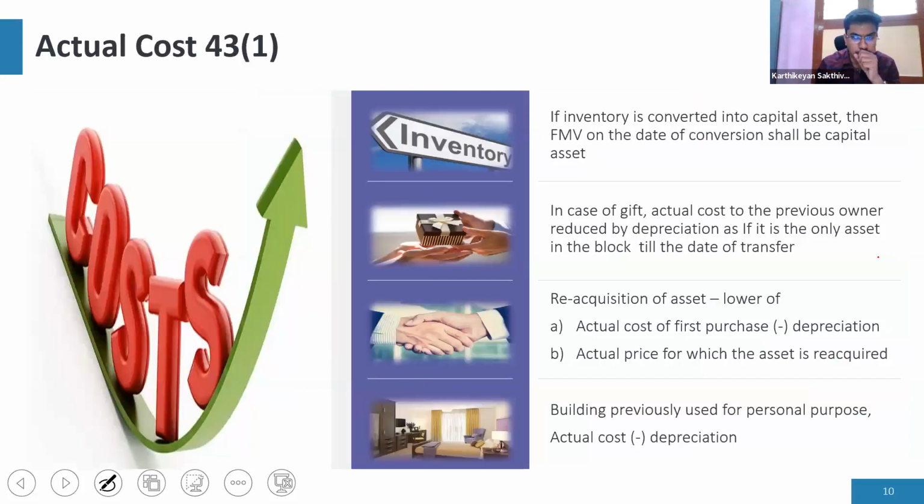Okay va? What do you mean by actual cost? As per 43.1 actual cost என்ன define பண்ணிருக்கு. இதெல்லாம் special kind of situations. This might not be tested. If they want to test this, it will be tested only in MCQ. Right? If inventory is converted into capital asset, அப்படின்னா FMV on the date of conversion shall be treated to be the actual cost. If it is the gift, அப்படின்னா actual cost to the previous owner reduced by the depreciation claimed by the previous owner.